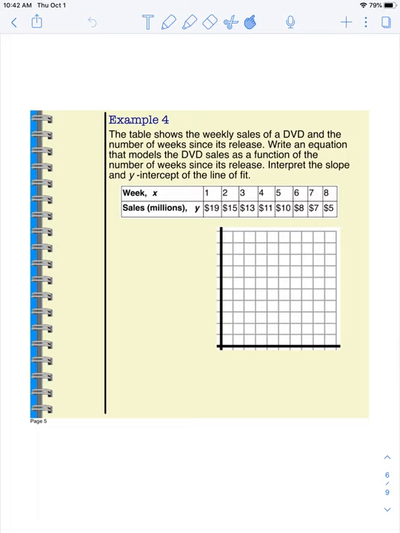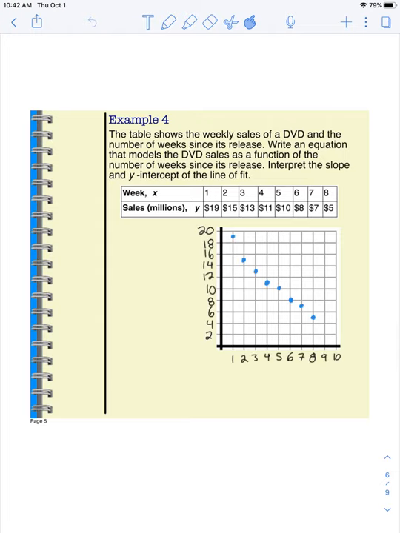All right, example 4. The table shows the weekly sales of a DVD and the number of weeks since its release. Write an equation that models the DVD sales as a function of the number of weeks since its release. Interpret the slope and y-intercept of the line of fit. So before we try to find an equation, first we need to make our graph. I'm going to label the axis and plot the points.